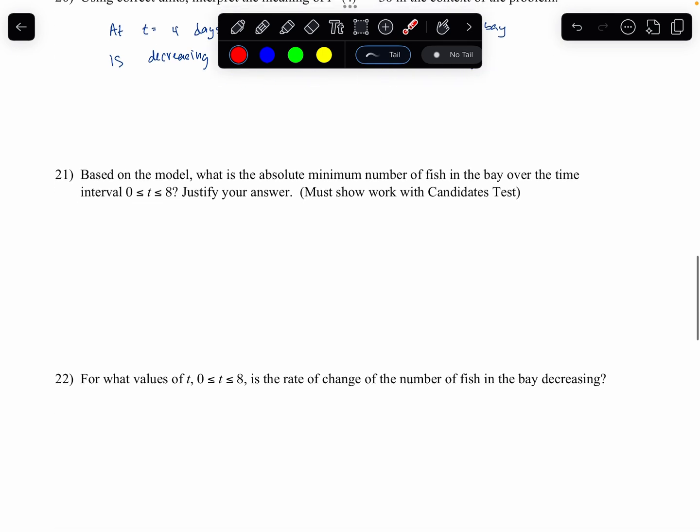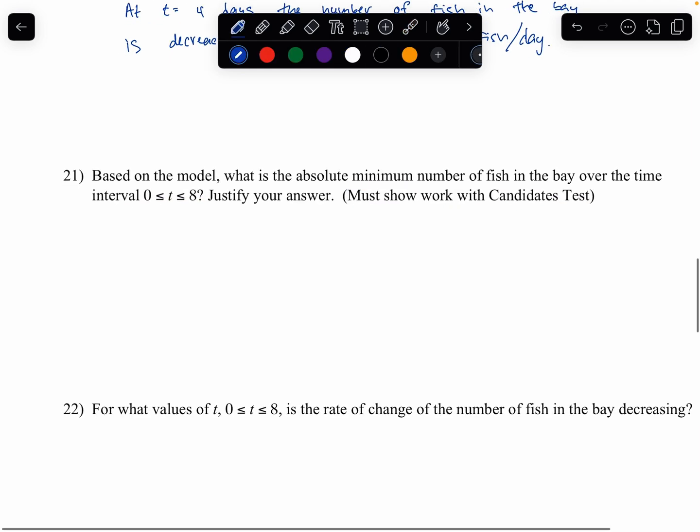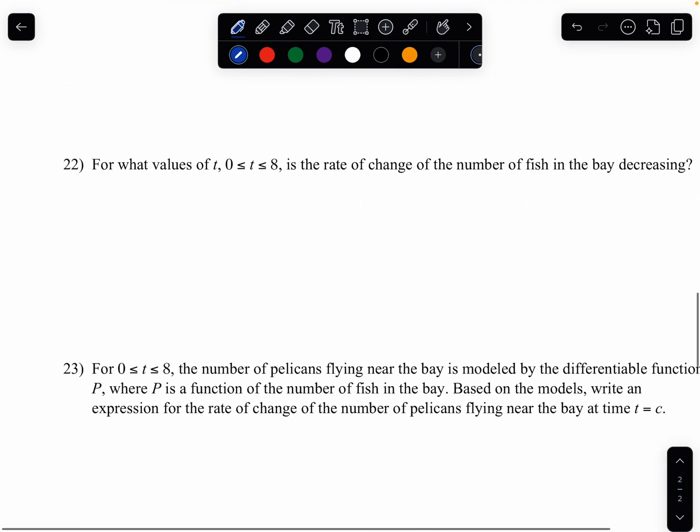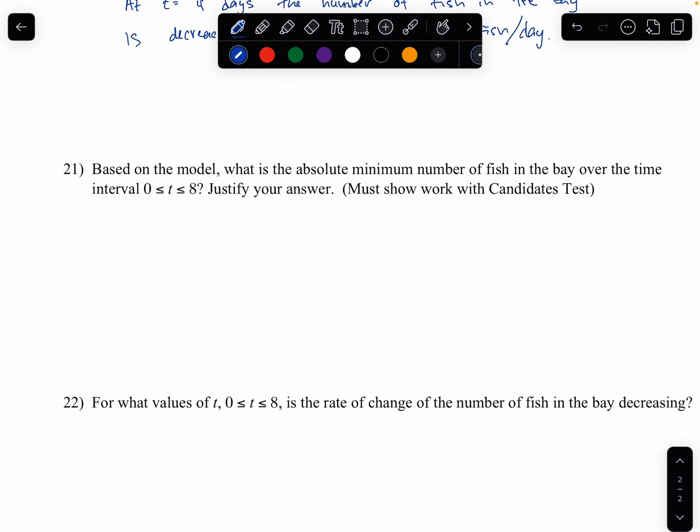21. Based on the model, what is the absolute minimum number of fish in the bay over the time from 0 to 8? Must show work with the candidates test. So this is technically no calculator required on here, so I am going to expect you guys to show your work without a calculator, although you will be able to use one. So what we're going to do is use the candidates test.